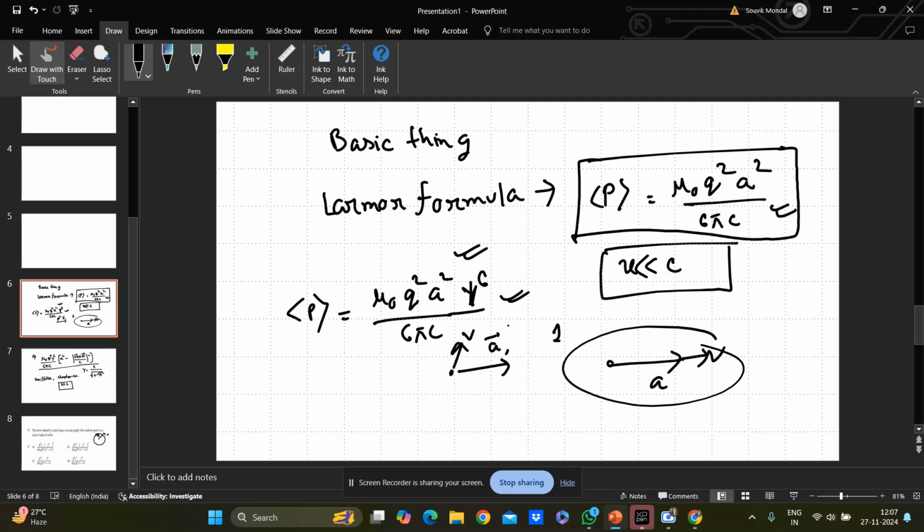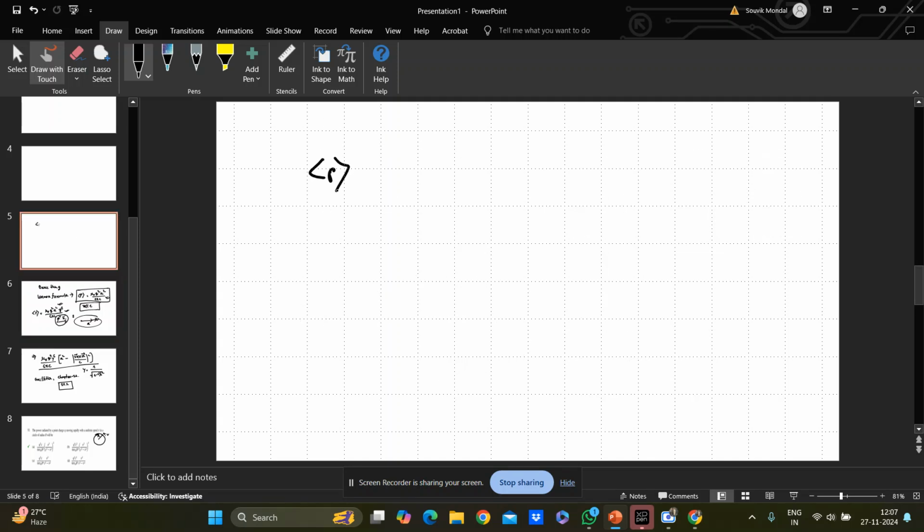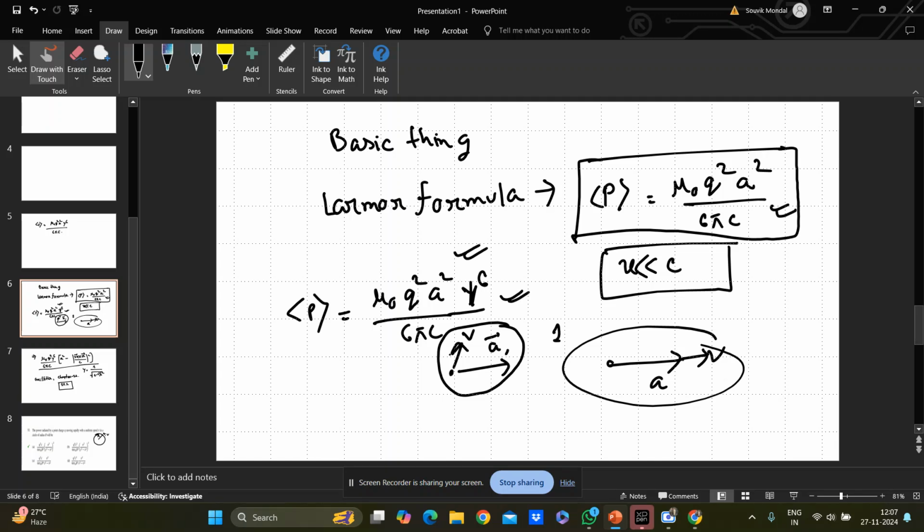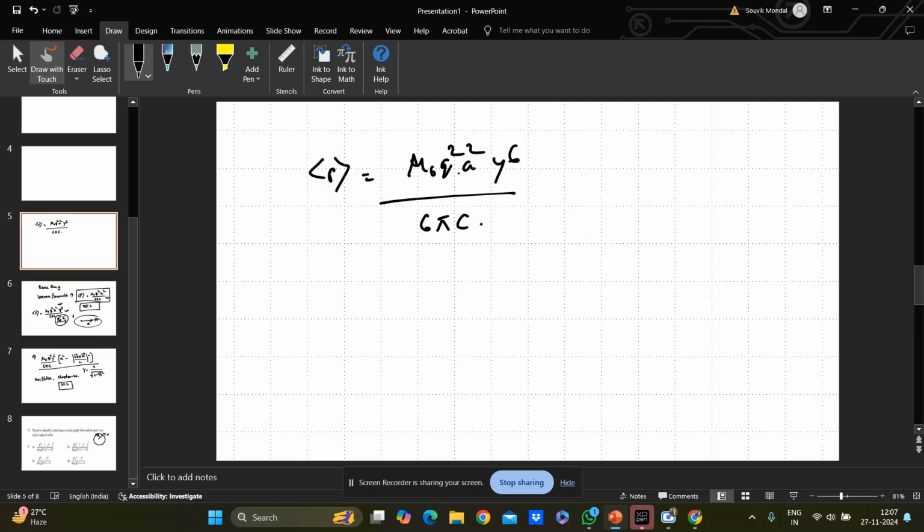To account for a configuration where there is a constant velocity v and a constant acceleration a, but their directions are not the same, the formula gets modified further. The previous formula was mu naught q squared a squared gamma to the power 6 by 6 pi c. Now v and a are not in the same direction; there is some angle, let's say theta. So how does the formula get modified? Now the final thing.